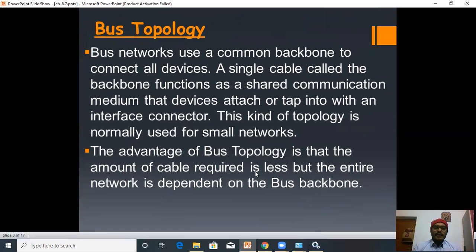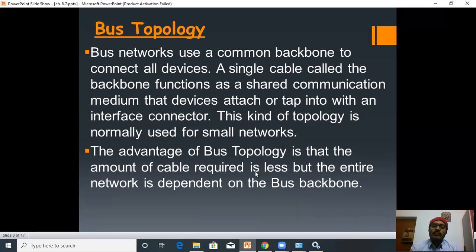So you can see the next point. This type of topology can be used for a small network. If your network is very big, you cannot take the risk. If the wire is broken, then it will stop working. Your network can be disconnected. So this type of topology can be used for small networks only.